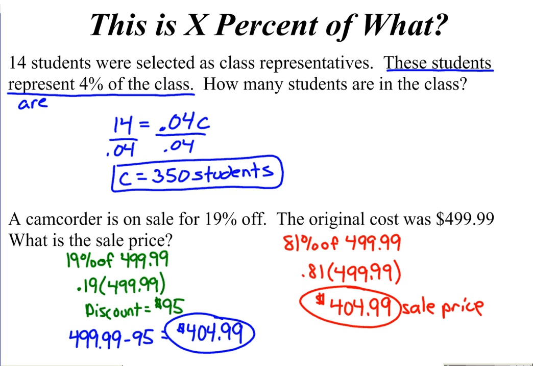So again, a little bit quicker than the first method. Both methods get you to the answer, but if you can start thinking of percents in terms of what percent do I still need to pay? If it's on sale for 25% off, now I only need to pay 75% of that original amount and so on, you're going to get to the answers a little bit quicker.